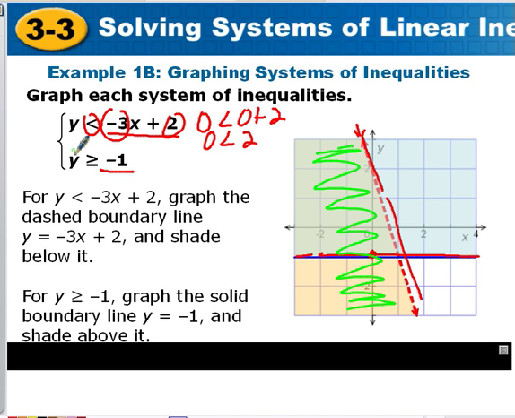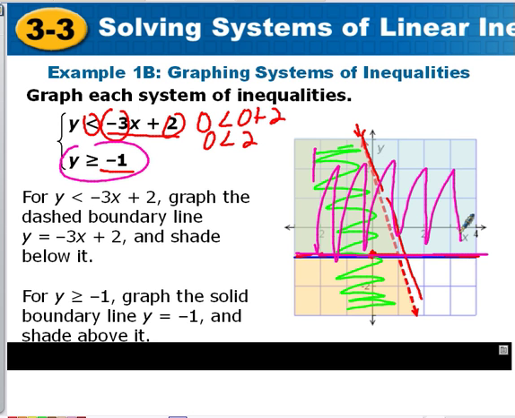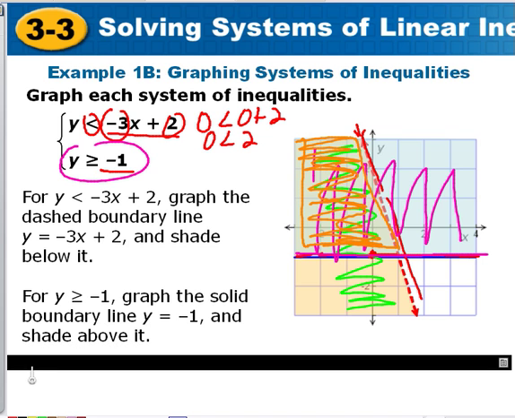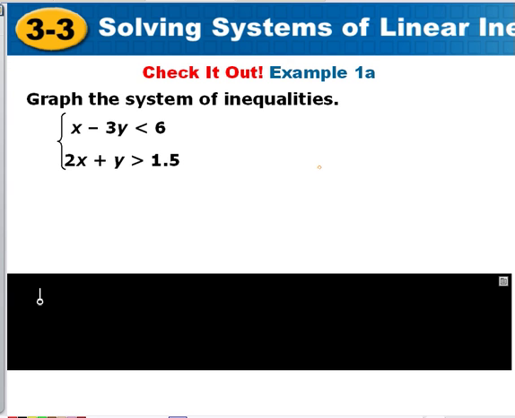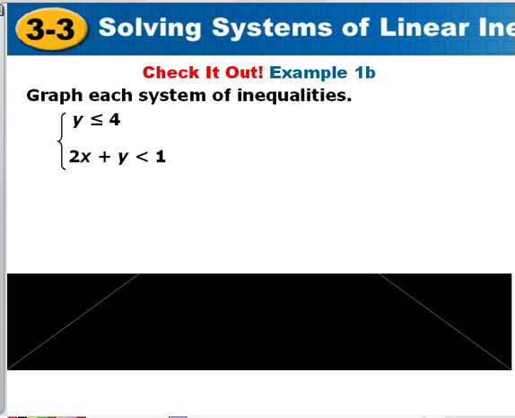This one is y is greater than negative 1. So here's negative 1. Here's our line. Y is going to be greater than that. So we're going to shade this side. And what's the intersection of those two? The intersection is going to be this part right here. So this is our solution region. Okay, so now you will do this check it out problem, graph the system of inequalities, and shade in the solution region. And you will do a second one as well.